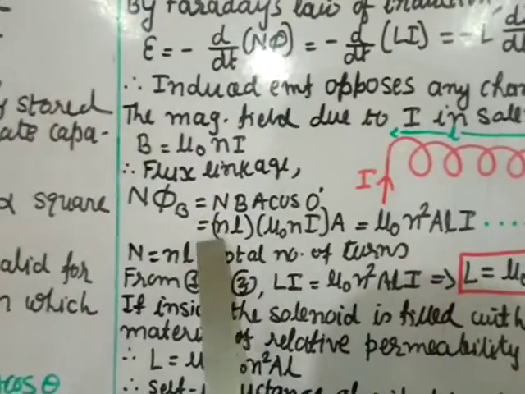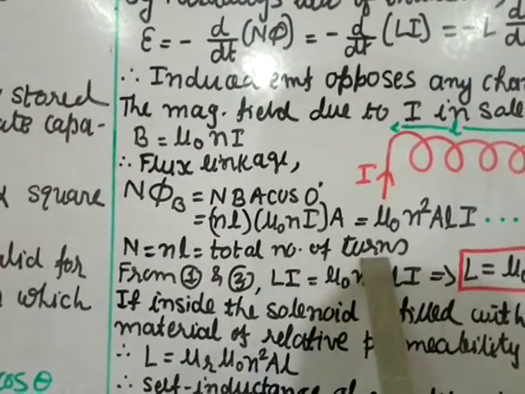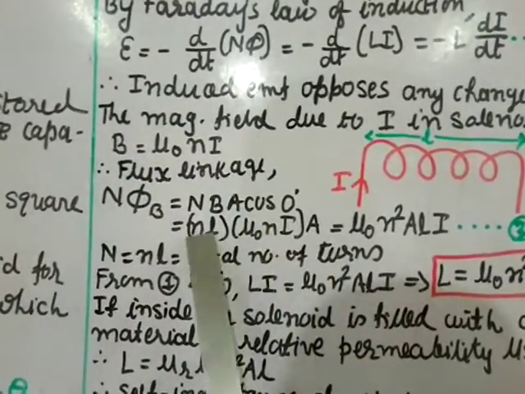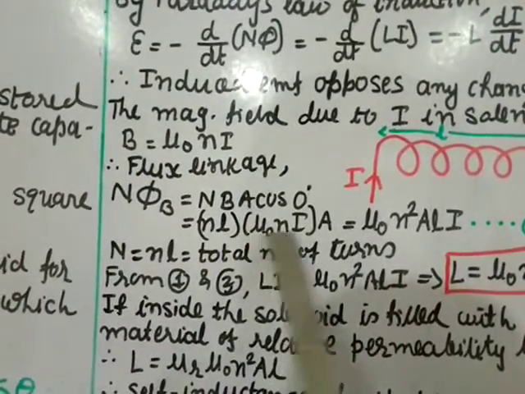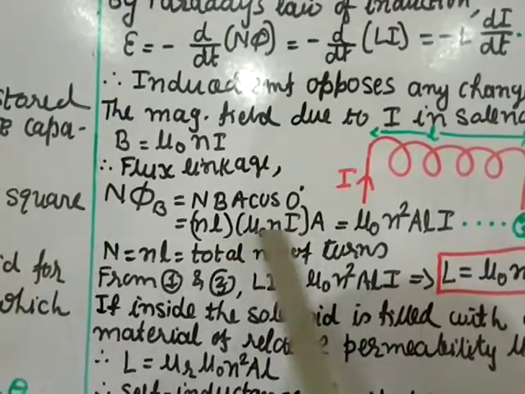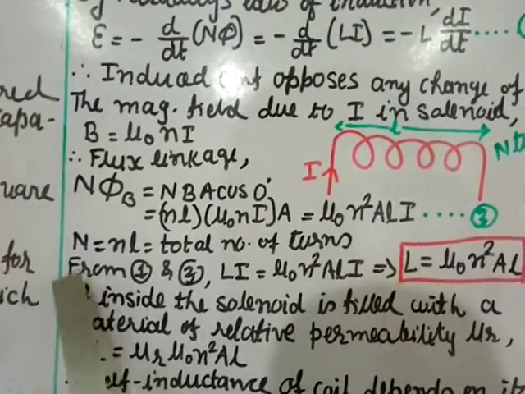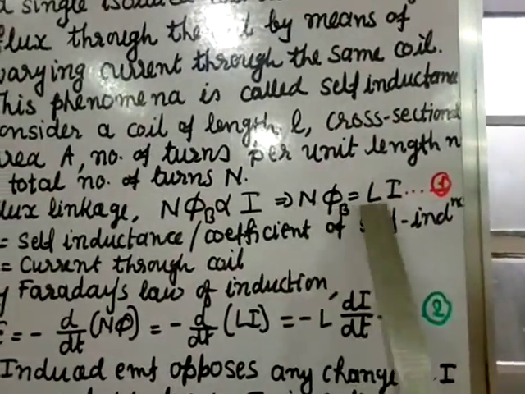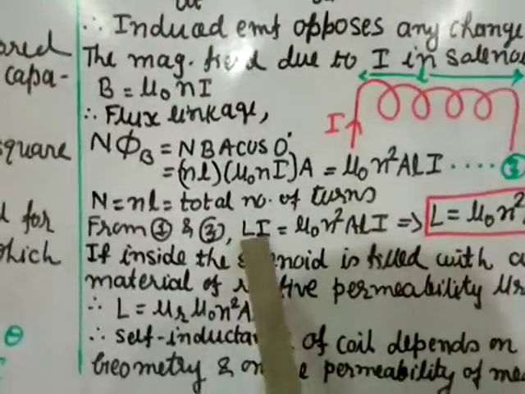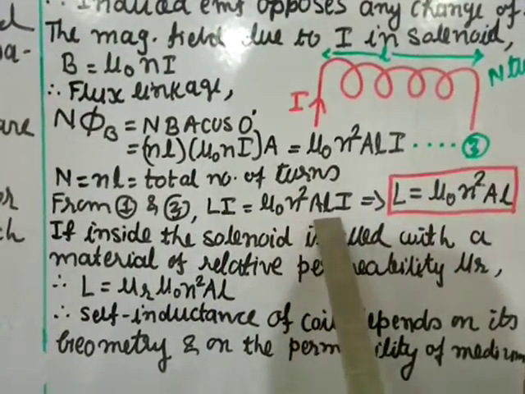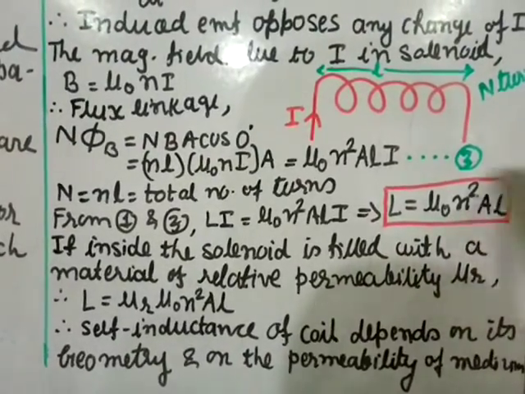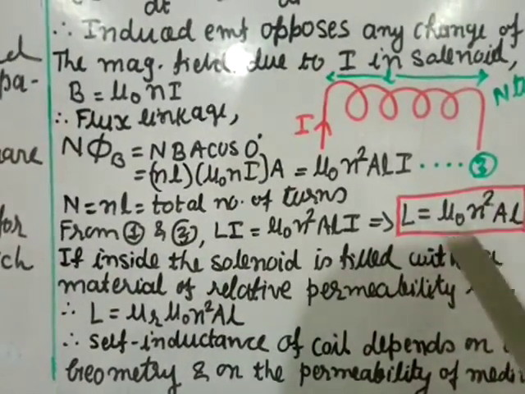So N phi B can be written as N, that is the total number of turns, into B, which is mu naught n I, into A. Since N is n l, rearranging gives mu naught n square A l I, call it number 3. From 1 and 3, N phi B is equal to L I, so L I is equal to mu naught n square A l I. I cancels, so we get L equal to mu naught n square A l. This is the self-inductance.